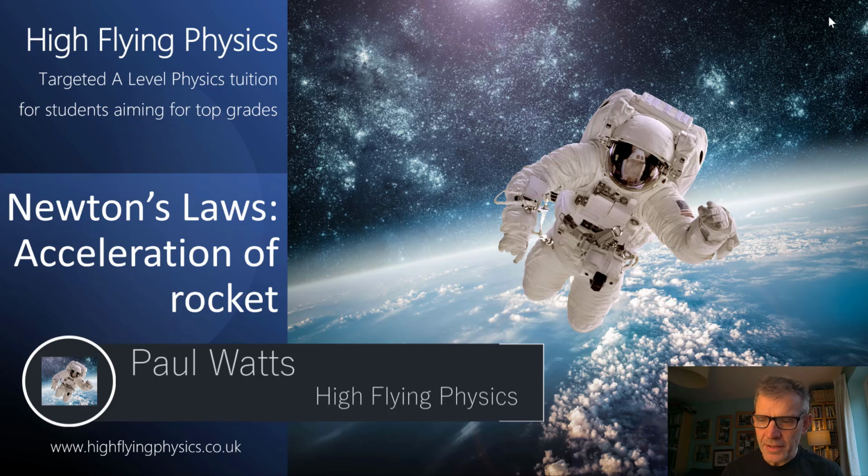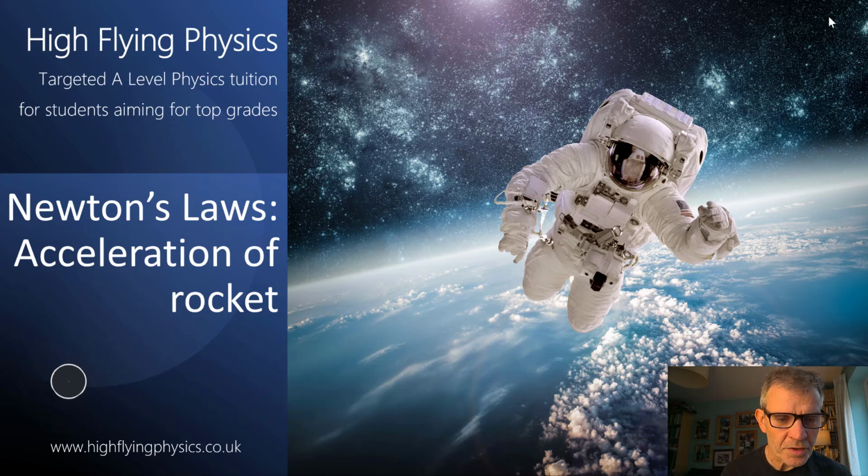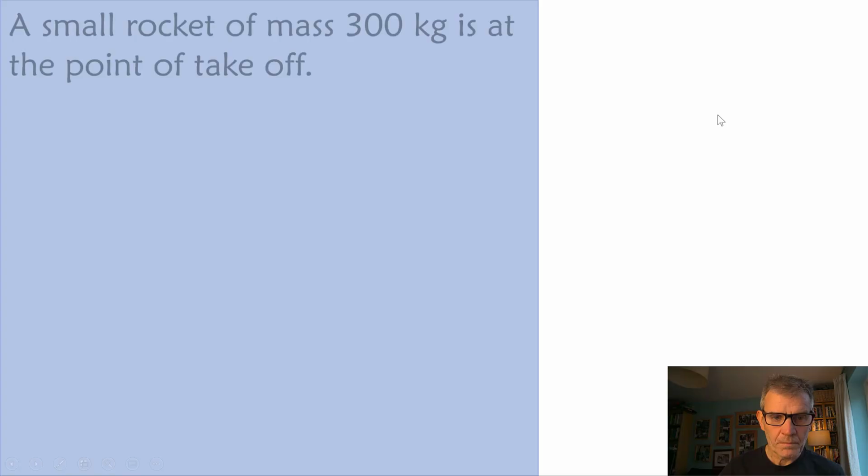This, on the face of it, looks like a really easy question on Newton's laws. It involves a rocket accelerating vertically upwards, and students go very confidently into this and end up getting it wrong. Let's have a look why.